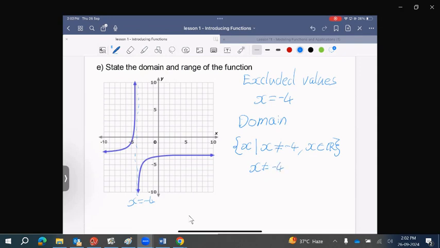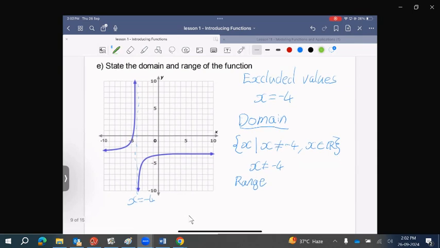Yeah, just the vertical asymptotes. So our range, now it works in a similar way. We have to see what the horizontal asymptotes are. What is the horizontal asymptote of this one? When you give an asymptote, always give it as an equation.